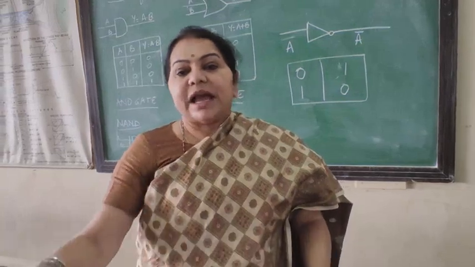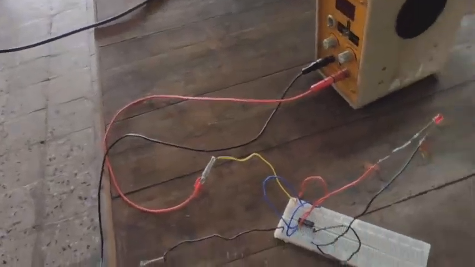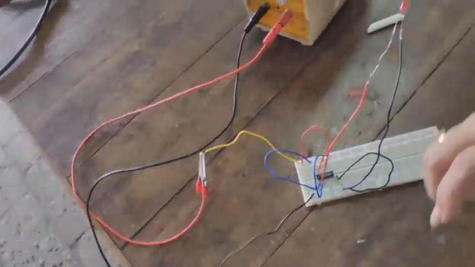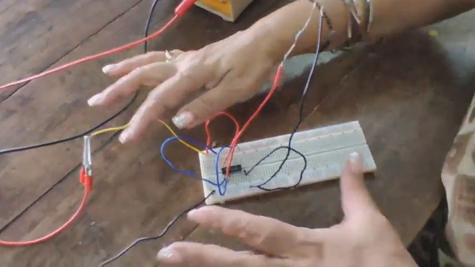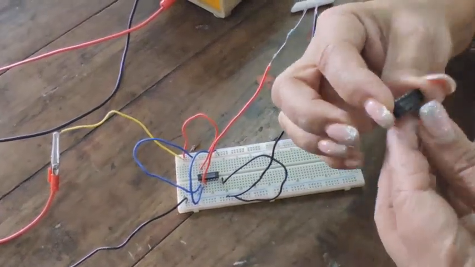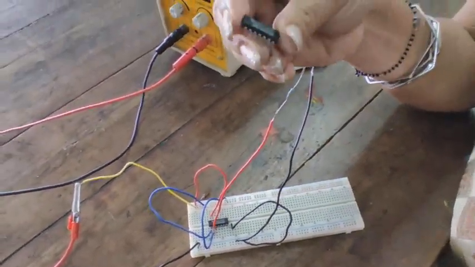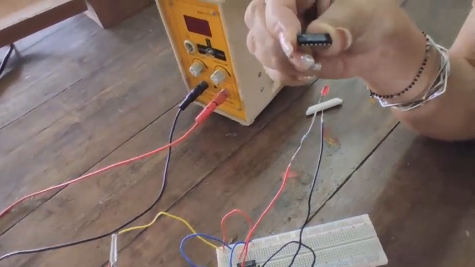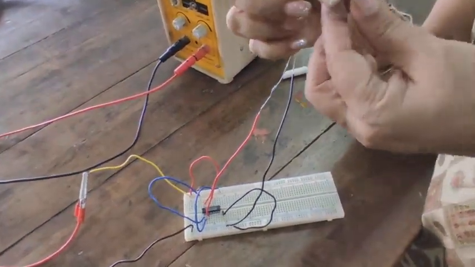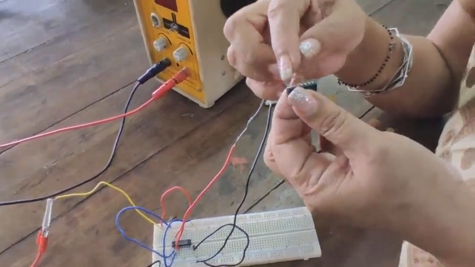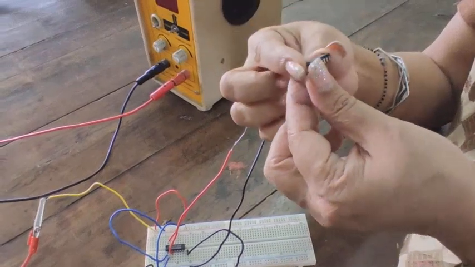Now where do you see the AND gates? AND gates are available in IC form. Let me show you. This is a circuit which we have already connected and kept for you. AND gates, for that matter all gates, are available in IC form. What do you mean by IC? IC means integrated circuit. On this black chip, you will see that around this you have seven leads.